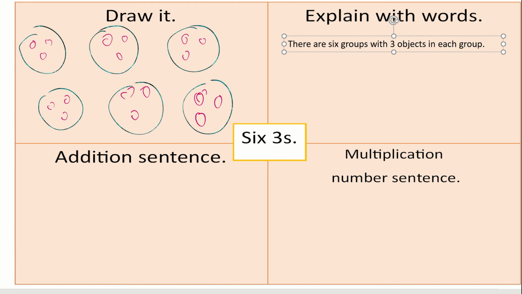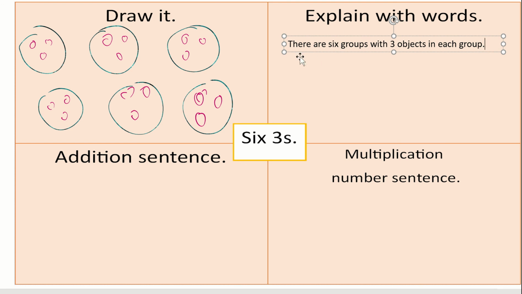And with yours, I don't mind what you draw. Your groups and your objects can be anything really, as long as it's nice and clear. So it might be goals with footballs in. That's the sports fan in me. It could be anything. It could be bags with fruit in. It could be houses with people in, as long as it's clear.